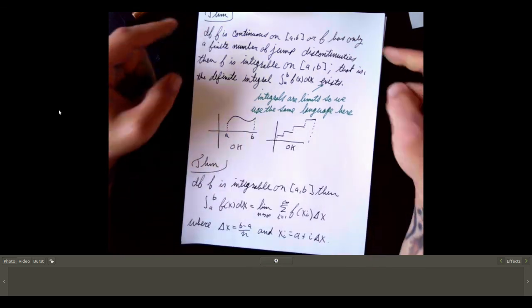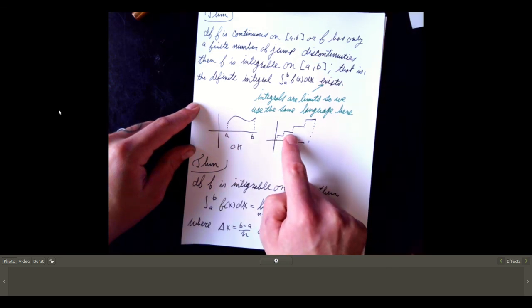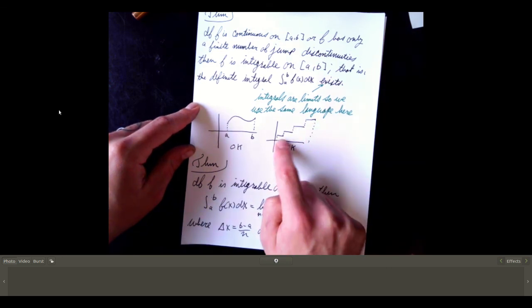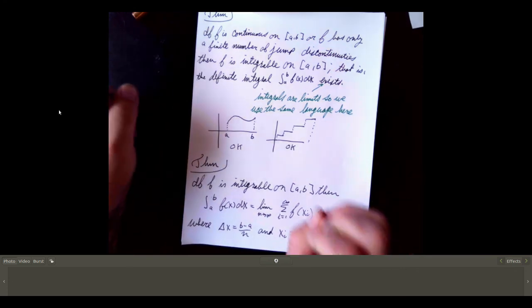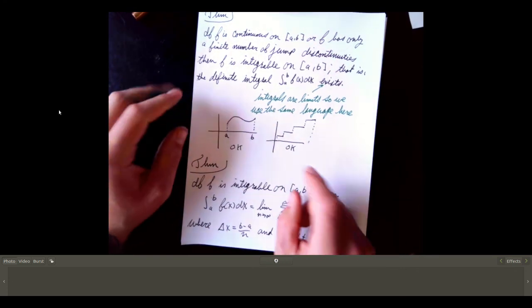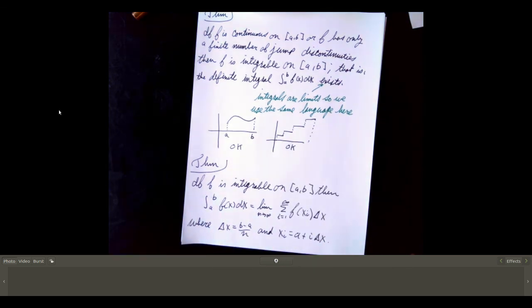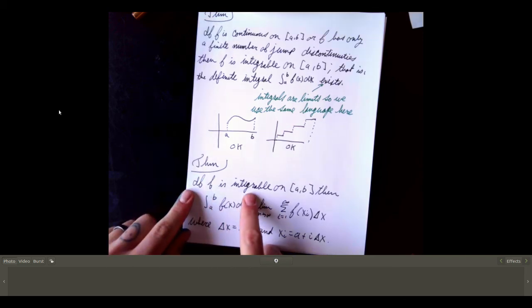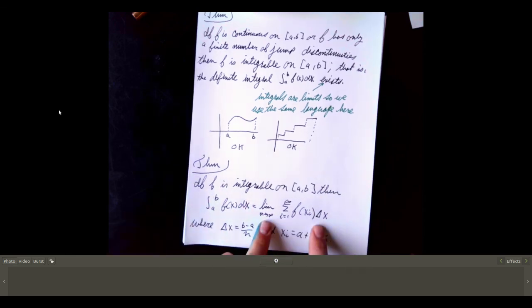And so what this is getting at is, if f is continuous, or only has a finite number of jump discontinuities, and it doesn't have to be a stair step, it's just that a stair step is easy to draw, you can calculate the area under the curve. If there's an infinite number of these jump discontinuities, then you do not have an integrable function. And also, if f is integrable on that closed interval, then the integral is equal to this sum.